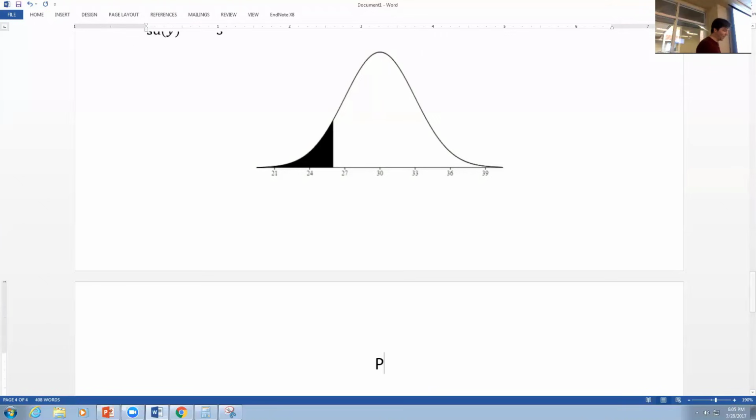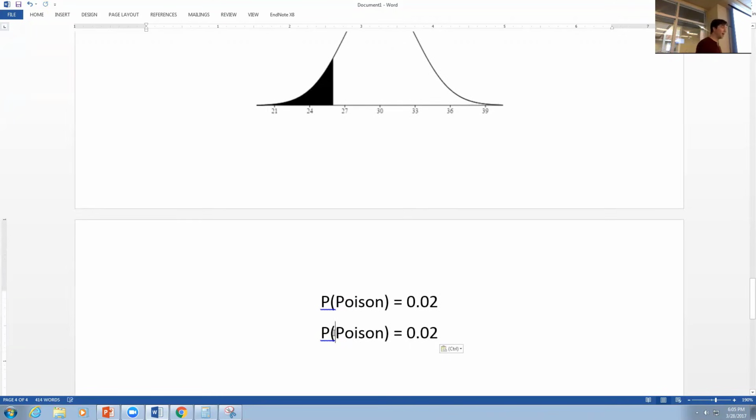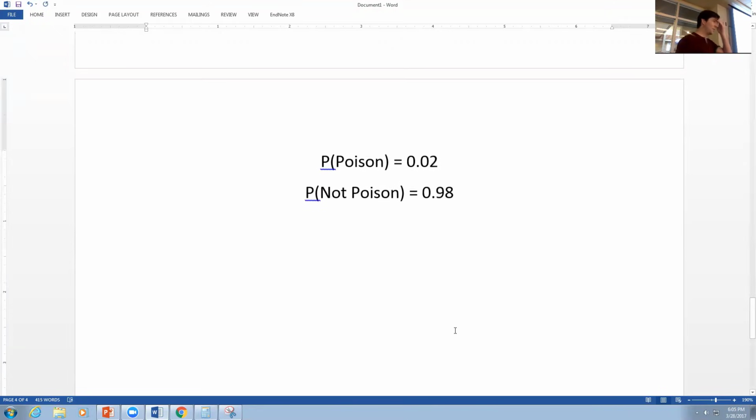So the evil witch is going to have poison candy. But the probability of the candy being poison, can't type today, probability of the candy being poison, I knew it was spelled that way. The probability of the candy being poisoned is 0.02 or 2%. That means the complement, or as we would say, the probability of the candy not being poisoned is what? 0.98.